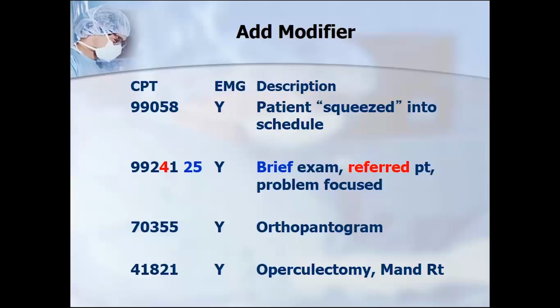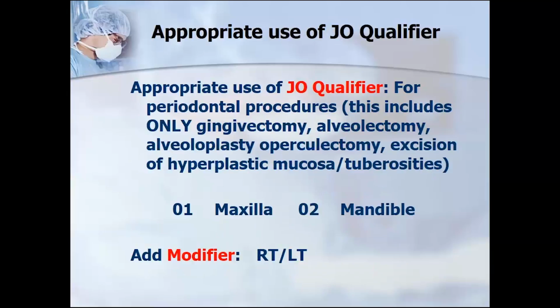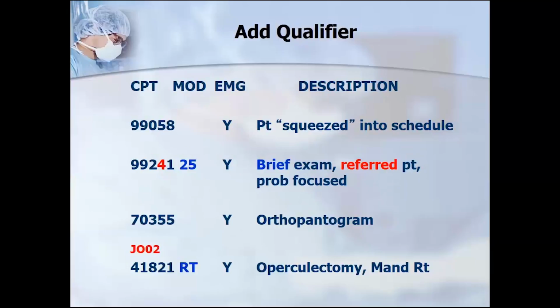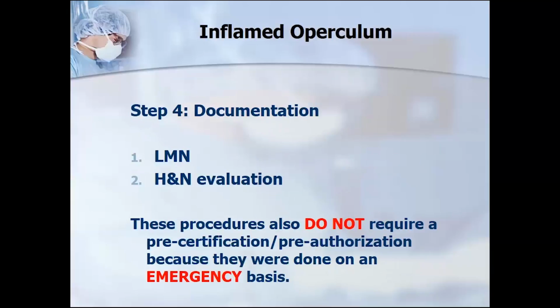Next, we have to indicate the location for the operculectomy. Was it on the right or the left side? Was it in the maxilla or the mandible? In this case, 41821 was performed in the right mandible. Therefore, the coding would look like this. 41821, modifier RT, and above it, in the qualifier section in the shaded area, we indicate the mandible JO02.